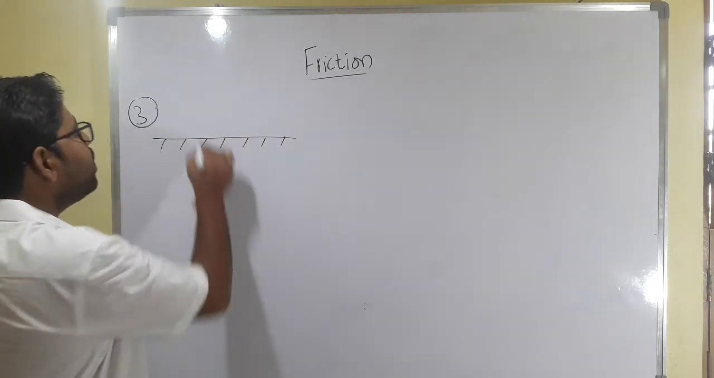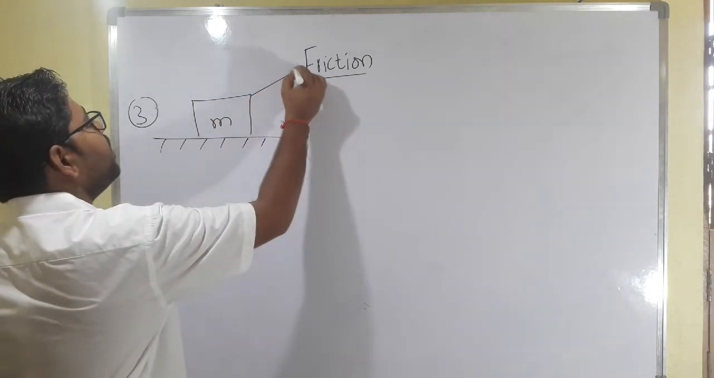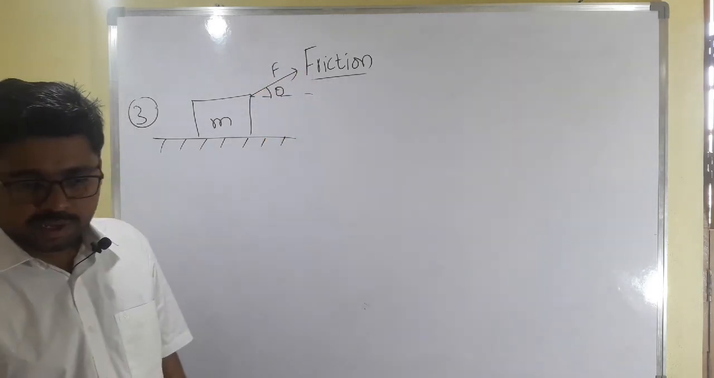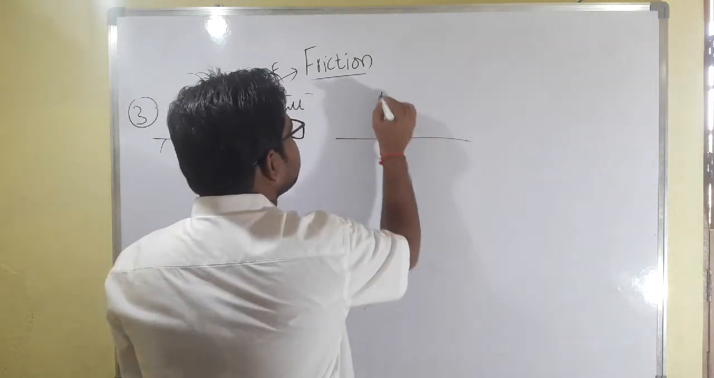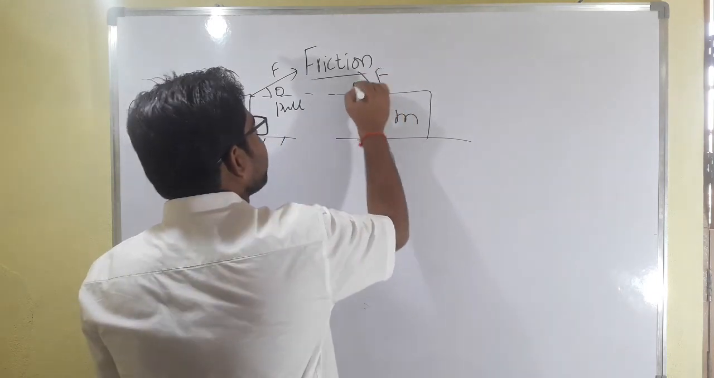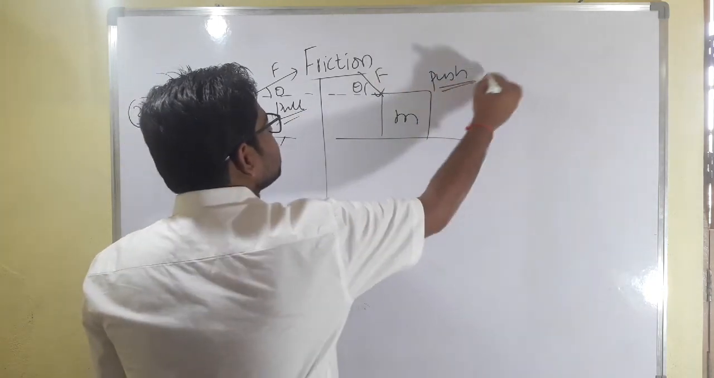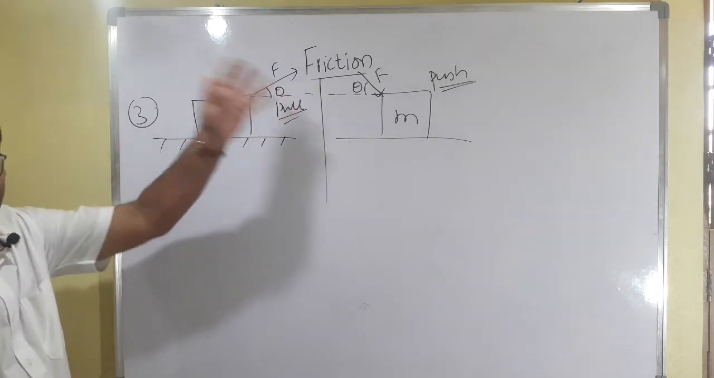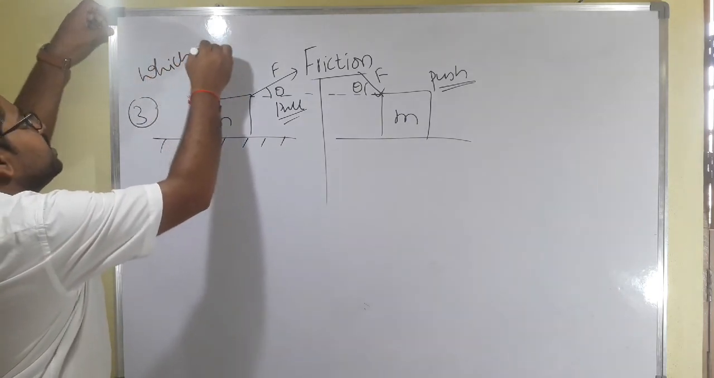See, this is a body of mass m, and you are pulling it like this, making an angle theta. You are applying some F amount of force. You are pulling, so pull is there. And to the same body, you are pushing like this. You are applying the same amount of force and making the same angle theta. Here it is push. Here pull and here push. The question is, which one is easier, push or pull?